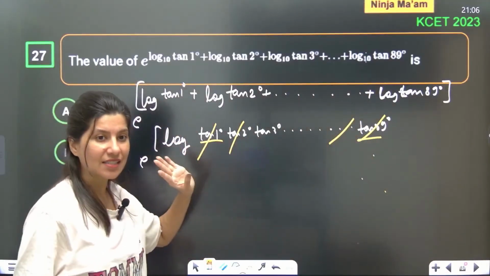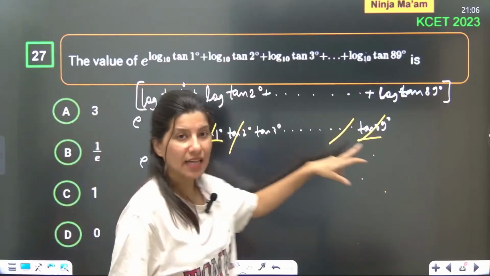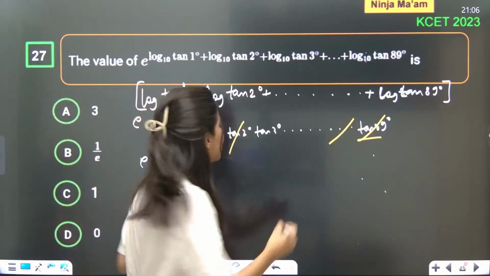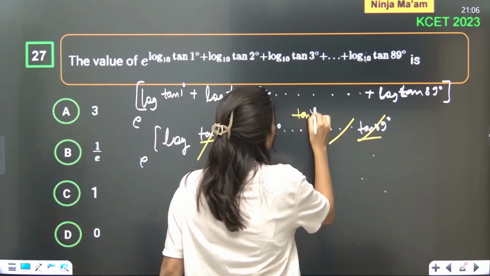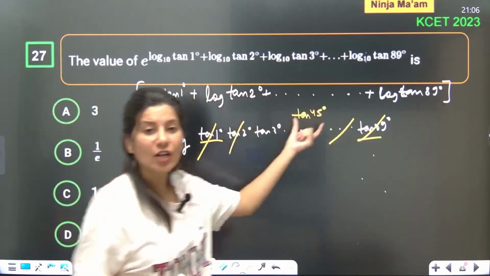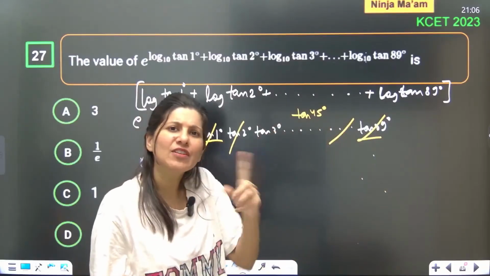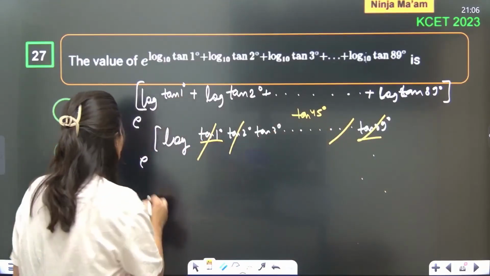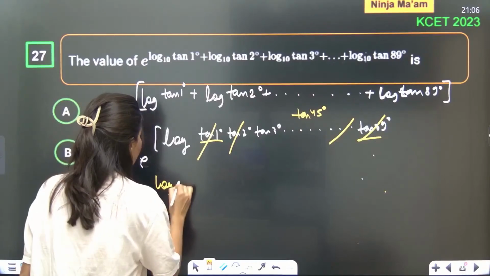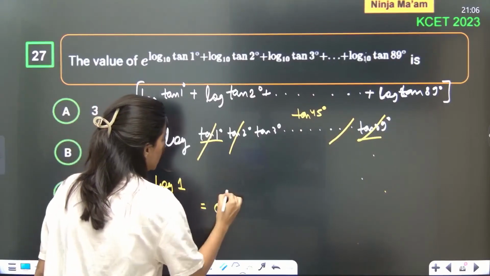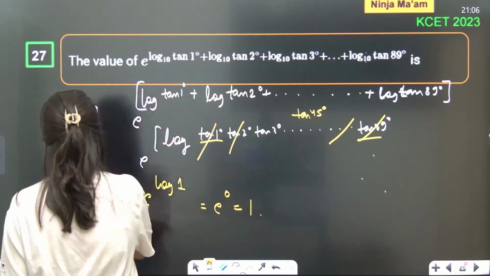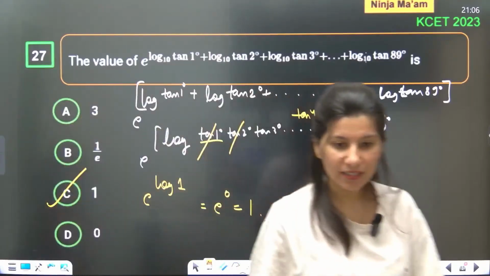Everything will get cancelled out. See, there are 89 terms, so 88 terms will get cancelled out. In between, there will be tan 45 degree, which will be the left out term. There will be no pairing for 45, but tan 45 in itself is 1 only. So everything inside is 1, so e power log 1. Log 1 is 0, so e power 0 is 1. Option C is absolutely right.